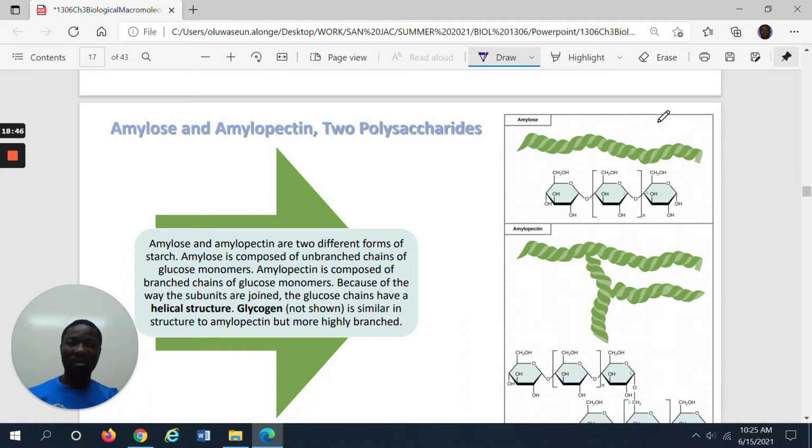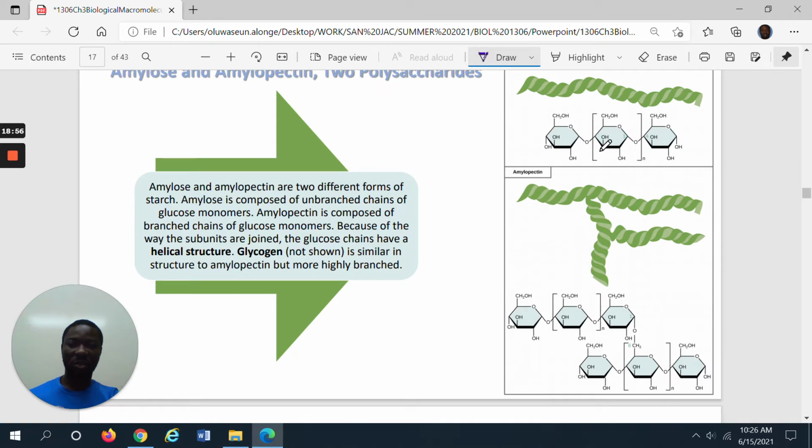All right, this is amylose and amylopectin, two different forms of starch. Now, amylose is composed of unbranched chains of glucose monomers, and amylopectin is composed of branched chains of glucose monomers. Now, because of the way the subunits are joined, the glucose chains have helical structures. You can see the helical structure here.